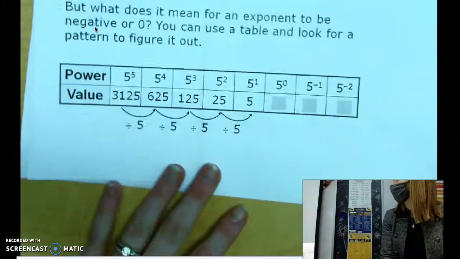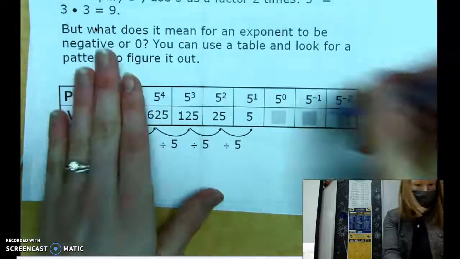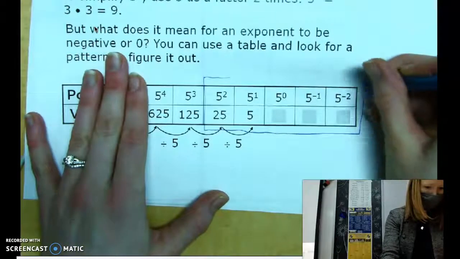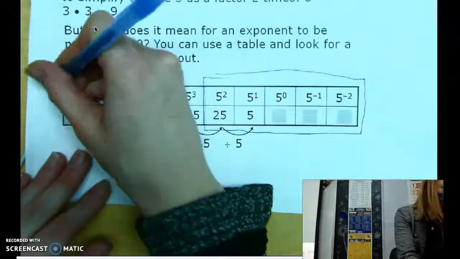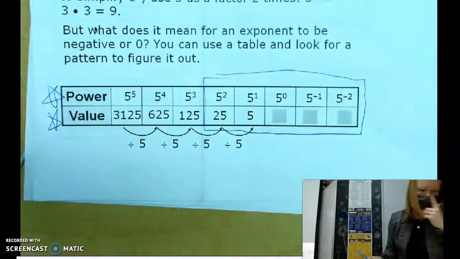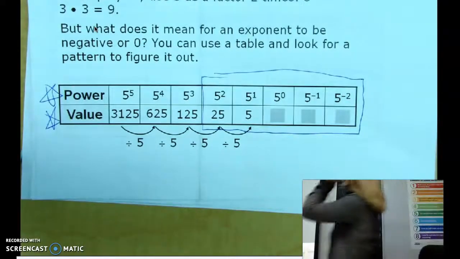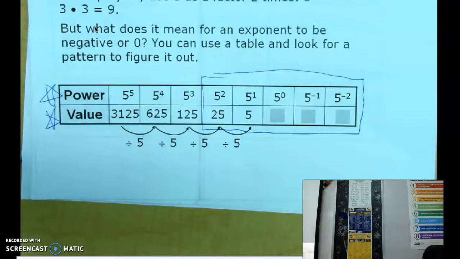This is kind of a fun table. What I would like you to do is copy down this part of the table here. So you have your power and your value. And then I want you to copy down this part of the table. And you're going to see this pattern here.